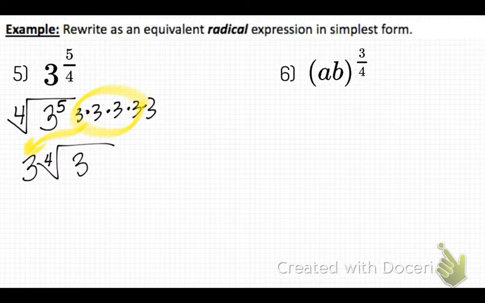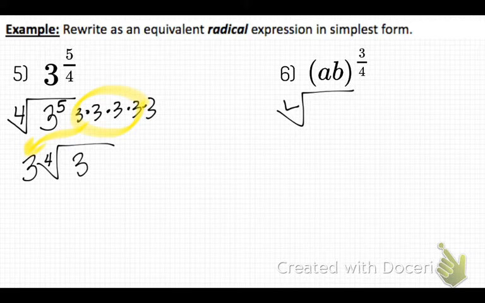Variables. Okay, what else does it have? Parentheses. So what's inside the parentheses? A, B. So that means that this exponent is applying to both of those things. So whatever I do, it happens to A and B at the same time. So what's my root? What is my index going to be? 4. The bottom number is a 4.